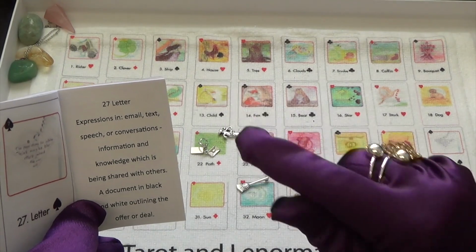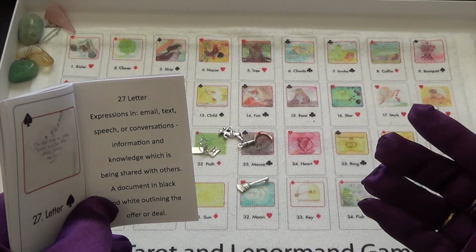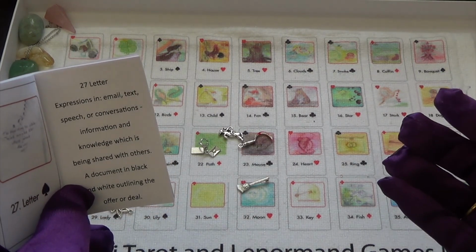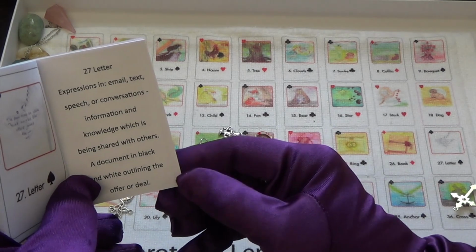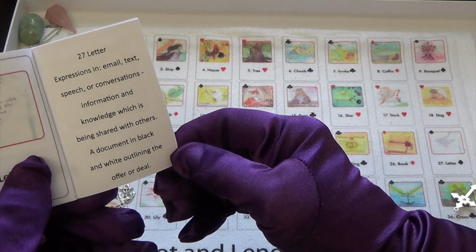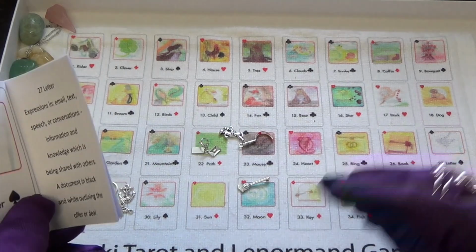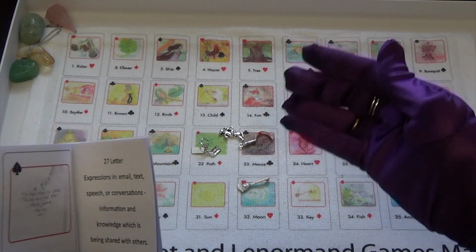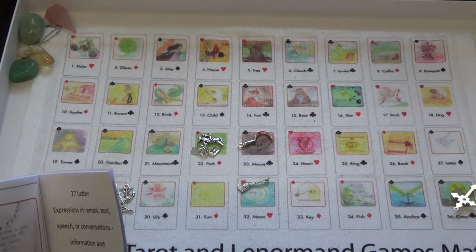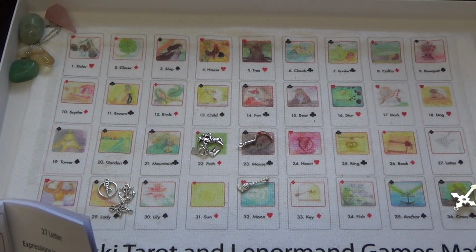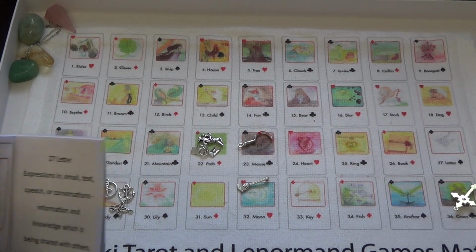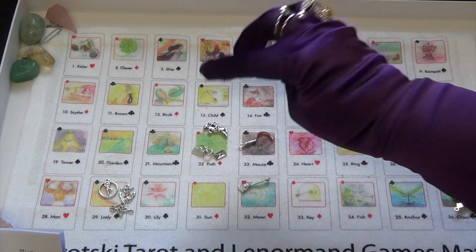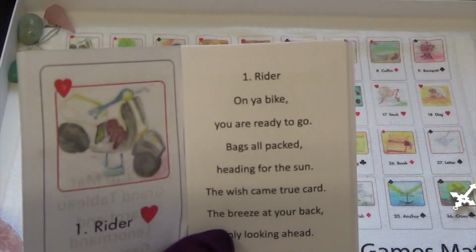That will tell you exactly what the 27 letters says, and it says it's an expression, so it could be in an email, a text, a speech or a conversation, information and knowledge being shared with others. A document in black and white, online, the offer or deal. So this is like any letter or any email, basically, and this is actually on the table at the moment. And because the letters are usually neutral, we would say that's a neutral.